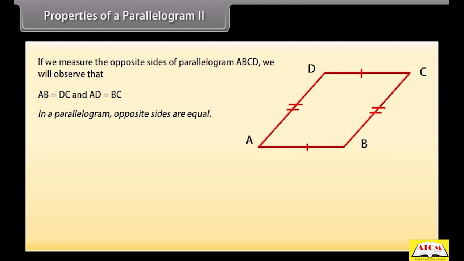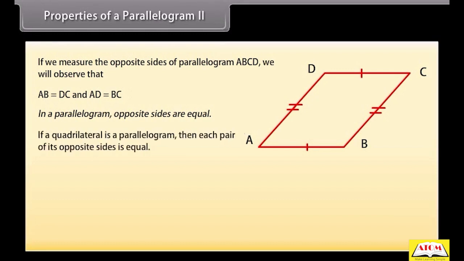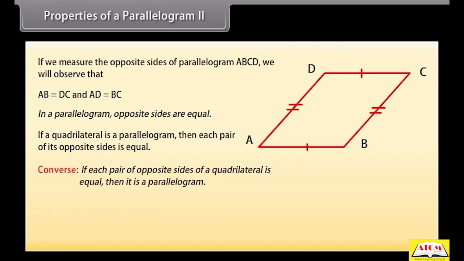This theorem can also be stated as: if a quadrilateral is a parallelogram, then each pair of its opposite sides is equal. The converse of this theorem results in another property. This says that if each pair of opposite sides of a quadrilateral is equal, then it is a parallelogram. Let us prove this theorem.